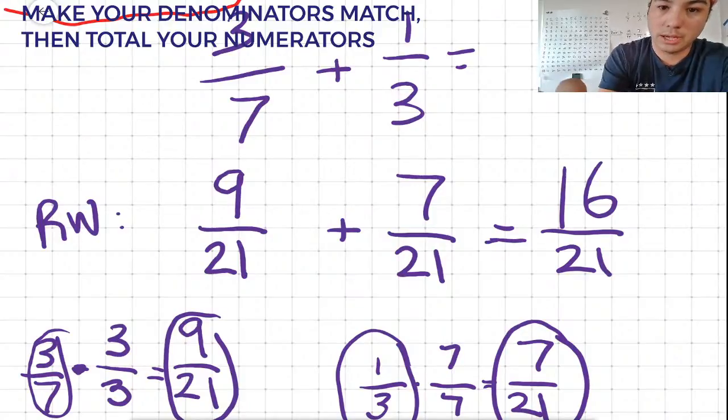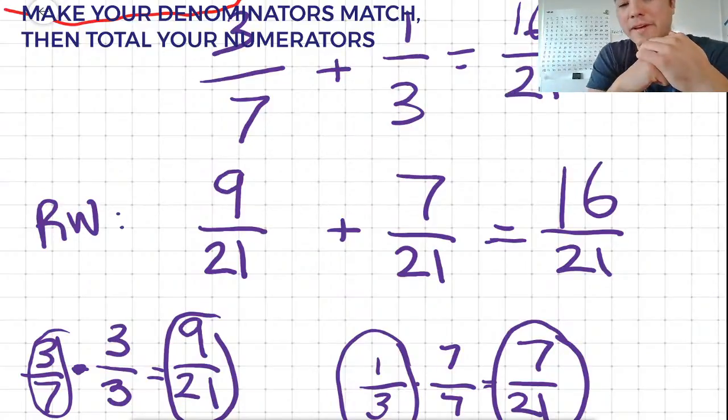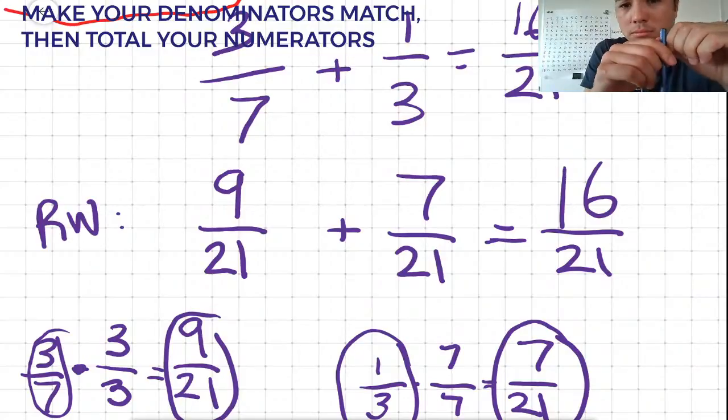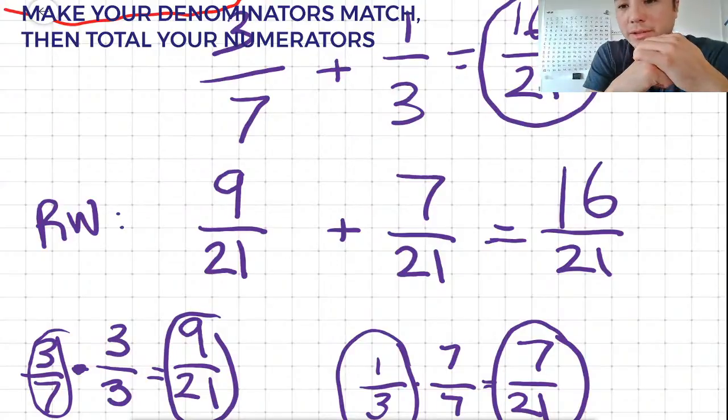21sts. And it kind of feels like you should be able to reduce that, but believe it or not, you can't. They do not have any common factors. 21, you can only do 1 times 21 or 3 times 7. 16, you can do 2 times 8, 4 times 4, 1 times 16, but they don't match. So 16 21sts is actually going to be our final answer.